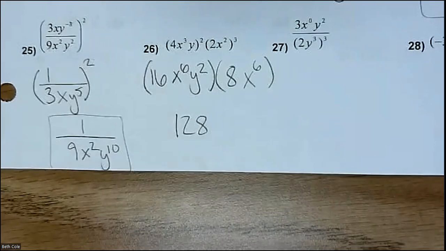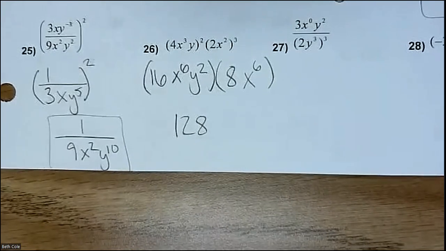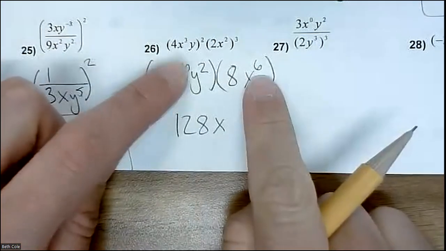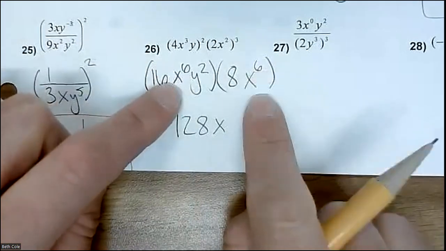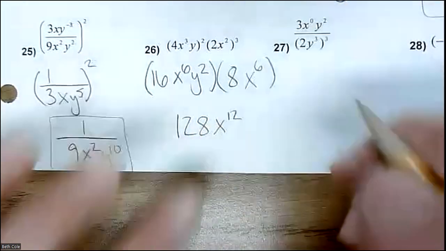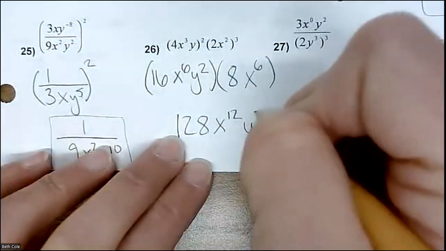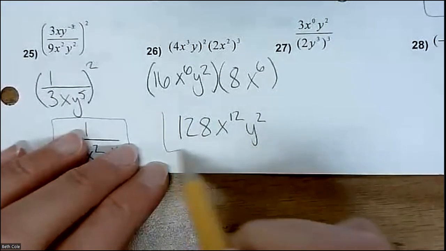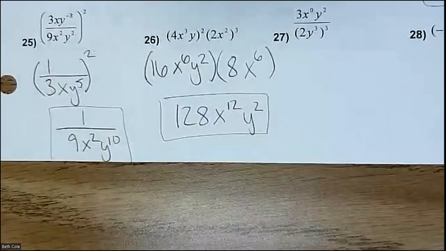When you multiply, what is your exponent rule? You're going to add. Good. Add. So you will have x to the what? You're going to add these together. 12. Perfect. And then it'll just be y to the 2nd. There's not another y to combine that with, so it'll just be y to the 2nd.